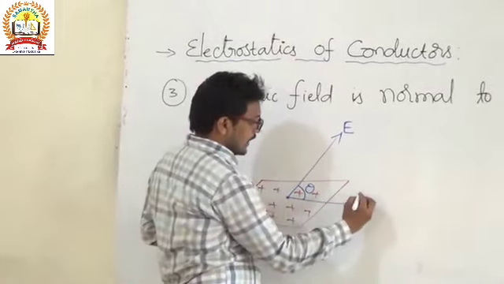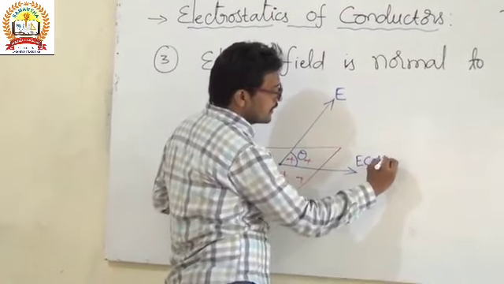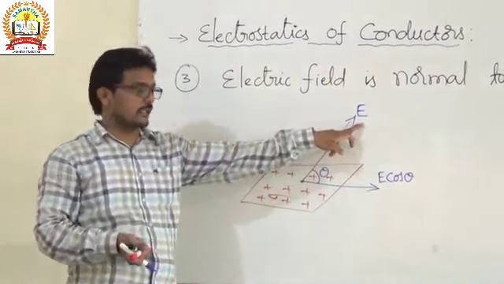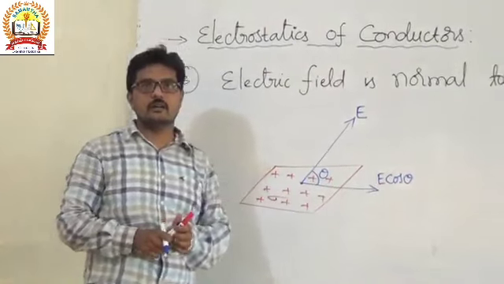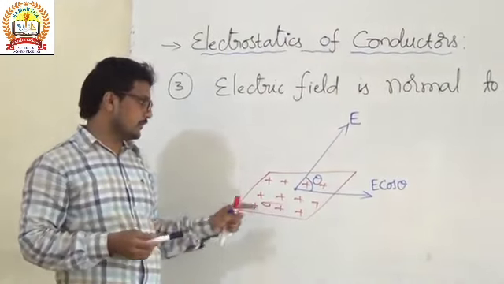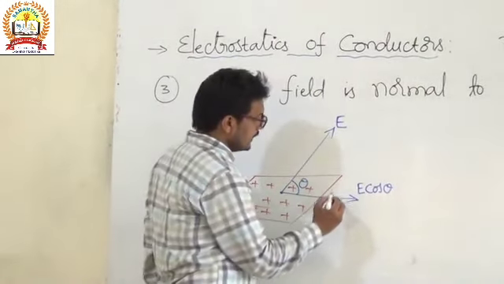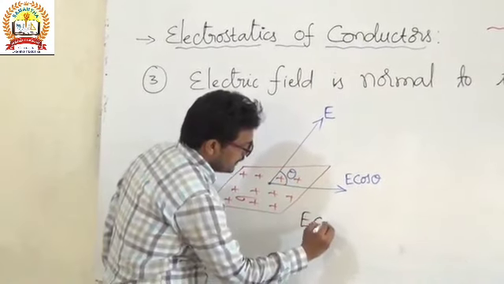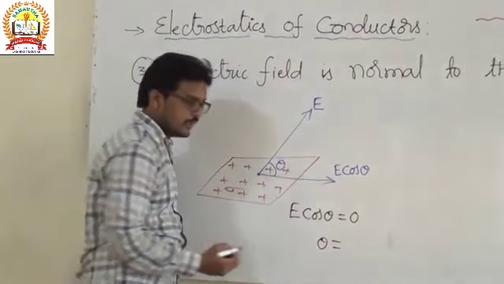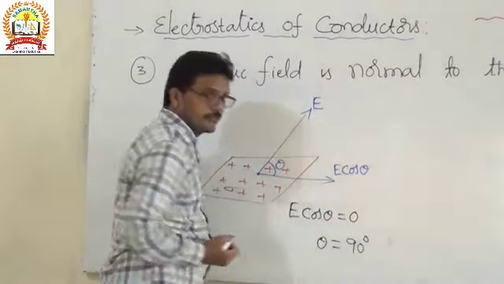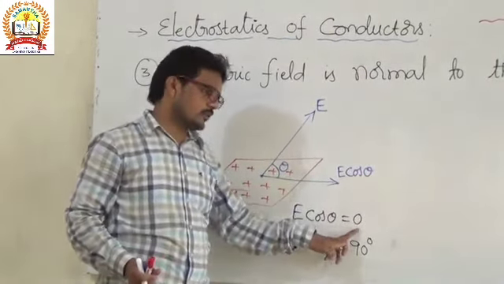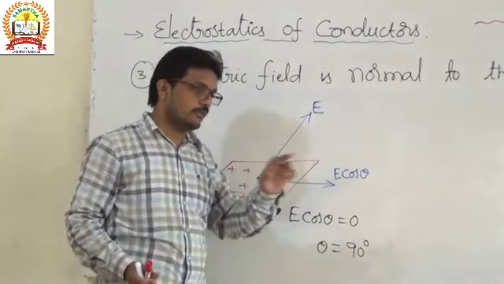So the charges are not moving along this component, which is E cos theta. Here the resultant is E, and by resolution of vectors this component will be E cos theta. So E cos theta must equal 0 because of the electrostatic condition. Then what will be theta? Theta must be 90 degrees, because cos 90 is 0.